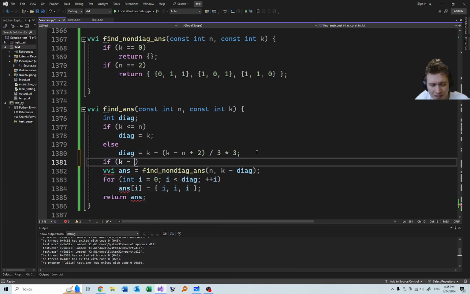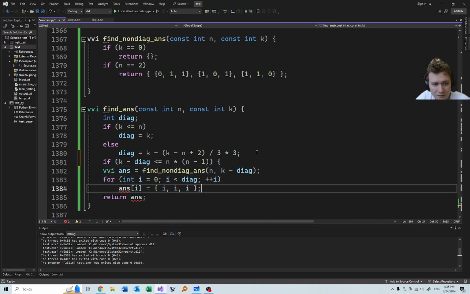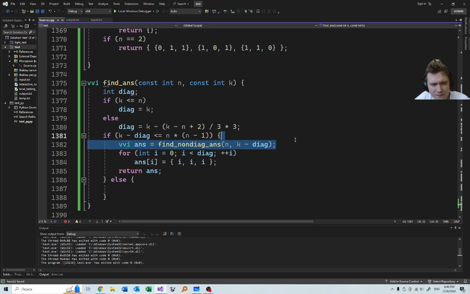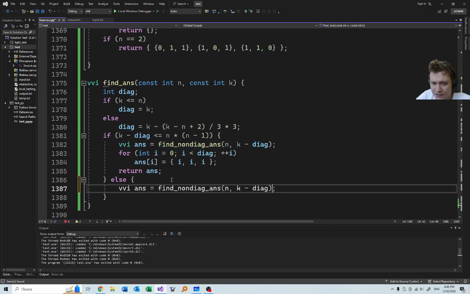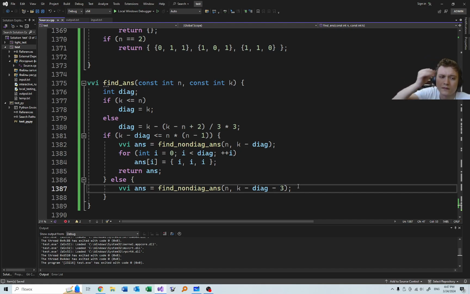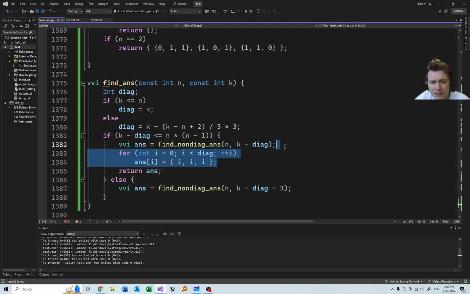Okay, so if k minus diag is at most n times n minus 1, then I can do it. However, sometimes it is not the case. And in this case, I need to do this. I need to do this. And I need to do this.